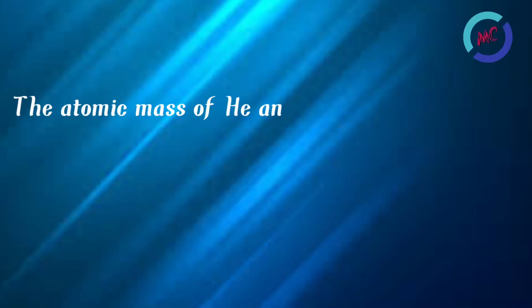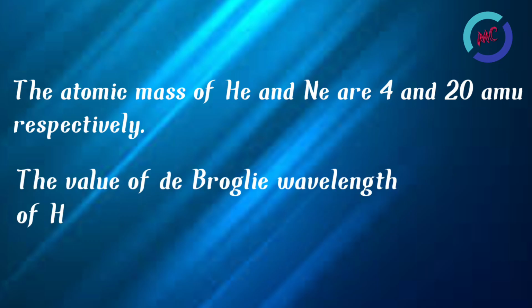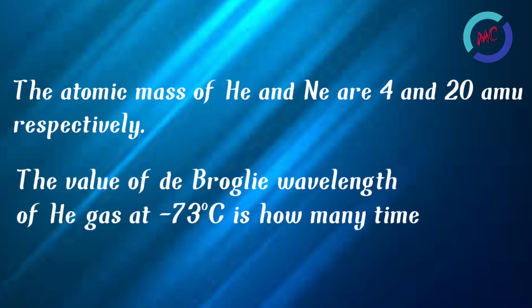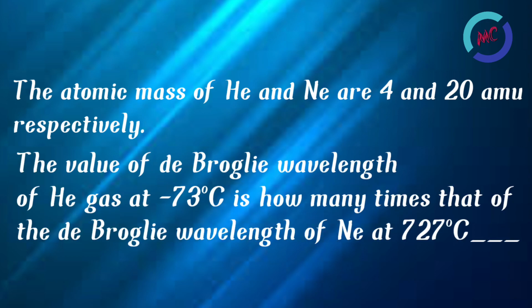The atomic masses of helium and neon are 4 and 20 AMU, atomic mass units. The de Broglie wavelength of helium gas at minus 73 degrees Celsius is how many times that of the de Broglie wavelength of neon at 727 degrees Celsius?